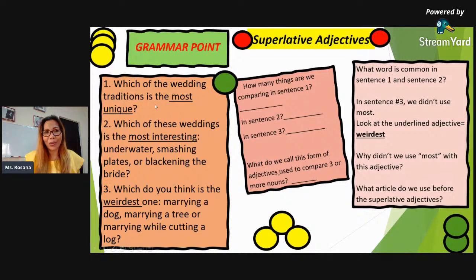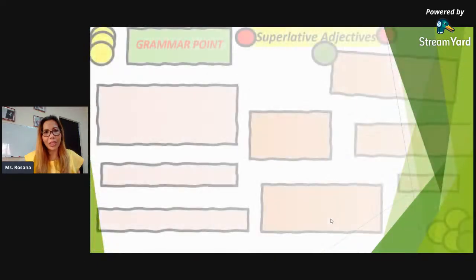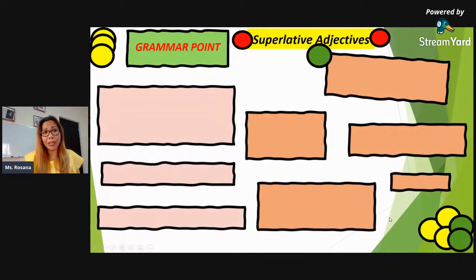Again, also look at the article before the superlative adjectives. What article do we use before the superlative adjectives? So we say the most interesting, the weirdest. So we use the article the, right? Okay. Now let's go back to my previous question.